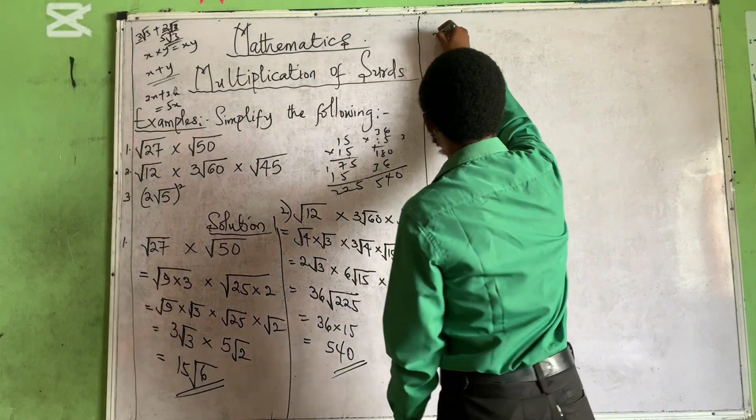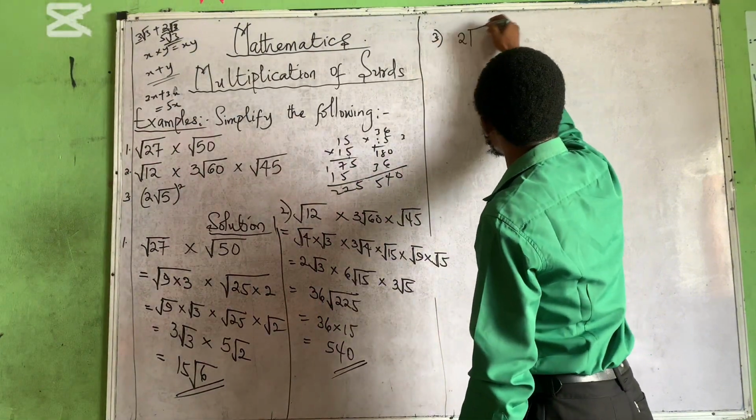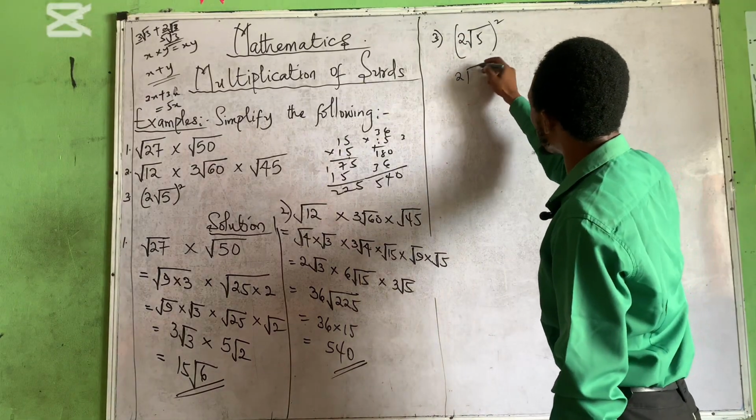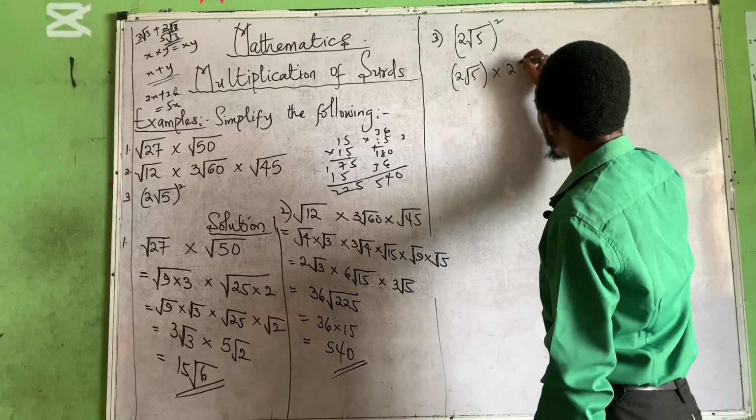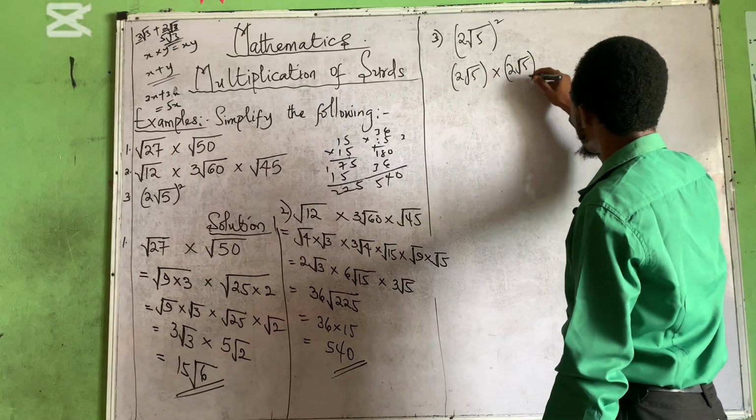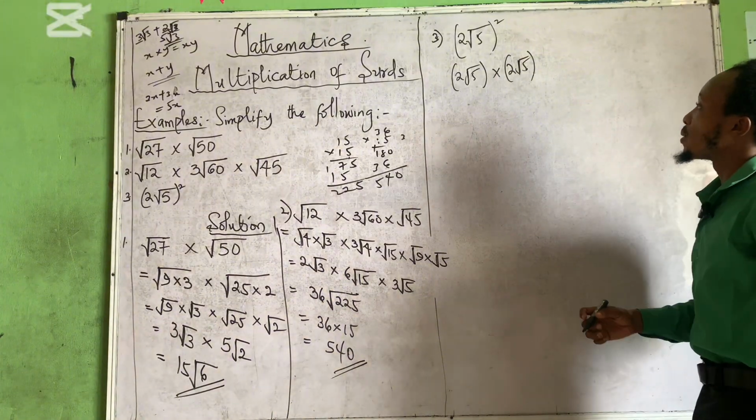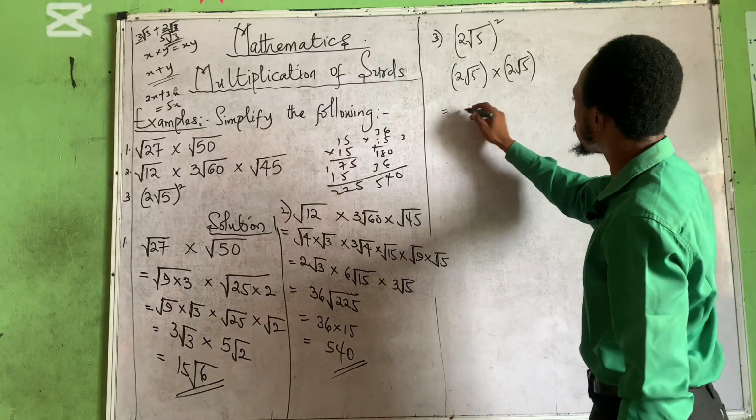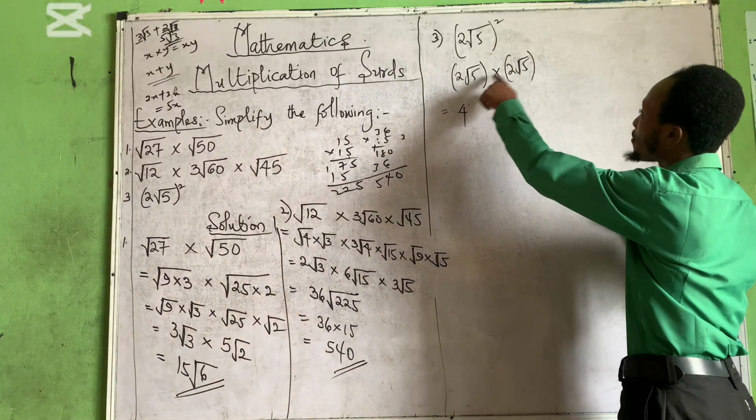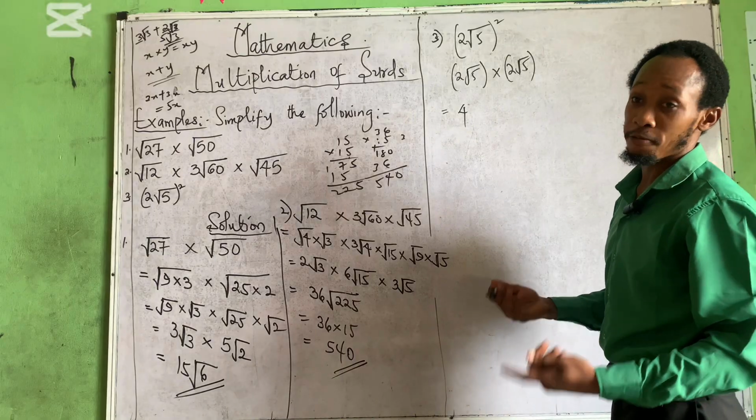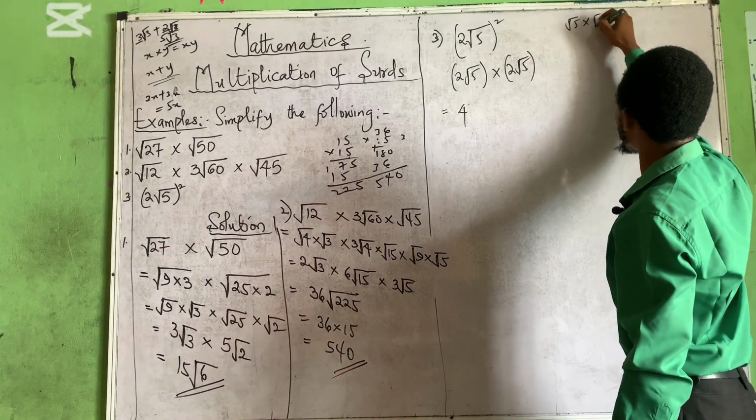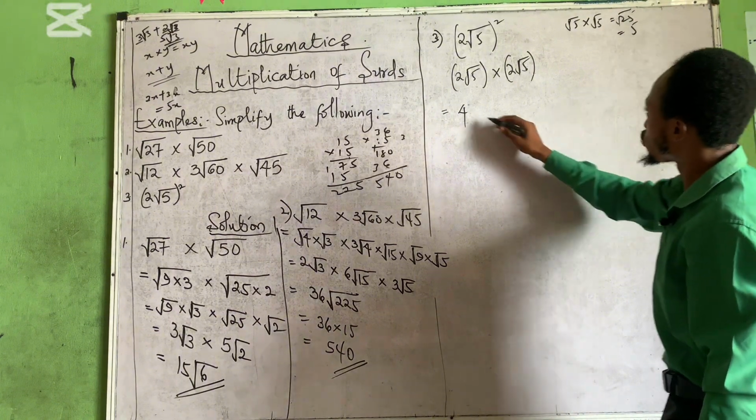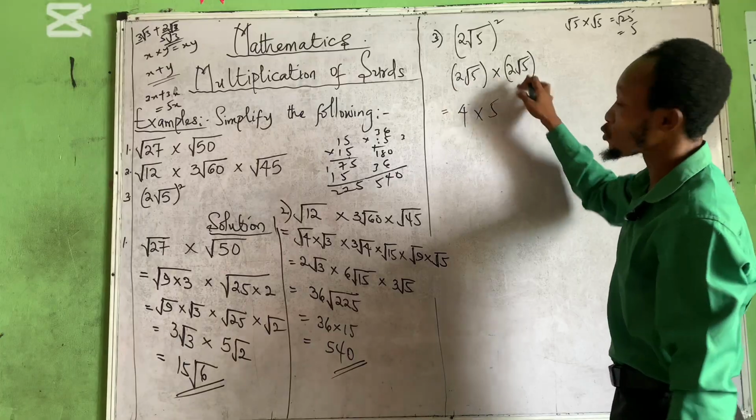Alright, so the third one is 2 root 5 squared. It means 2 root 5 times 2 root 5. Split it into two. The first one multiplies the second one, so 2 times 2 is 4. Then root 5 times root 5 is root 25, but root 25 is 5. So that will be 4 times 5. Root 5 times root 5 is 5.